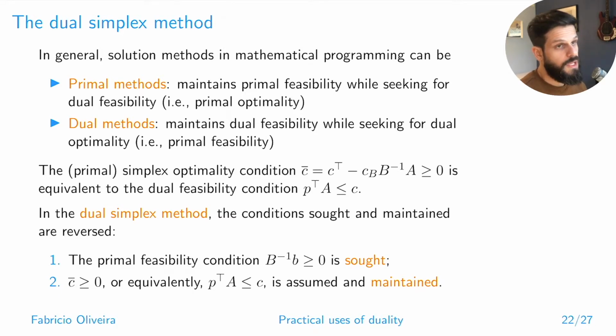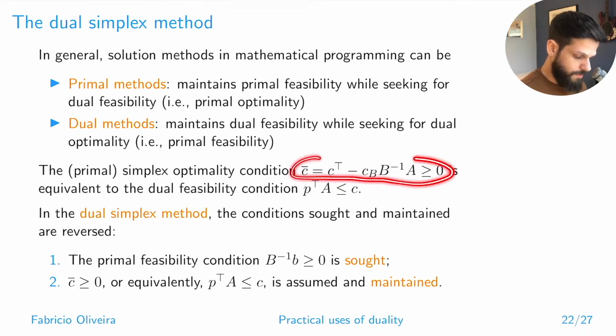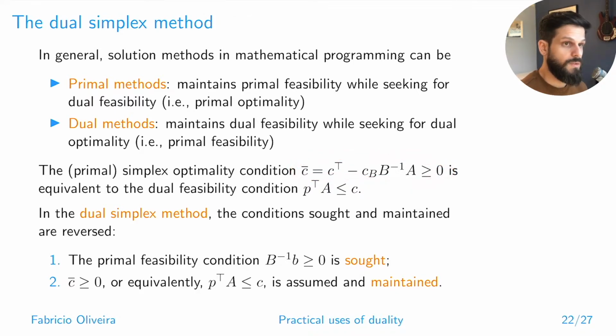If you think about the dual simplex method, what we're going to do is the other way around. We're going to start from a solution for which dual feasibility is already observed, almost like a solution that satisfies optimality conditions, but that is not primal feasible. The primal feasibility constraint, which in our case for the simplex method, the only one we really have to worry about, is the non-negativity of the basic variables. This is what we're going to be searching for.